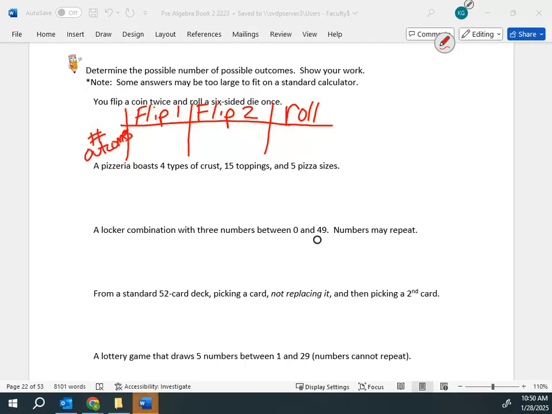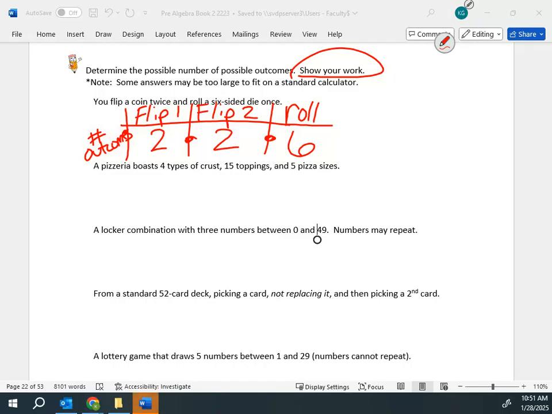And remember, we have to show our work. So yes, you have to make your table. Flip 1. How many outcomes are there? Harper. 2. Flip 2. How many outcomes are there? Tessa. And roll 1. How many outcomes, LJ? 6. Then we multiply them together.